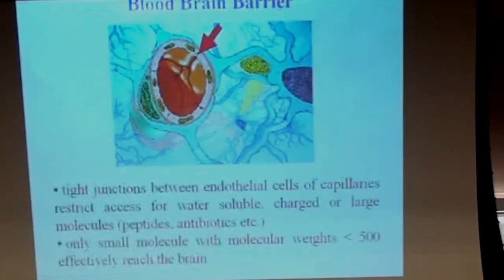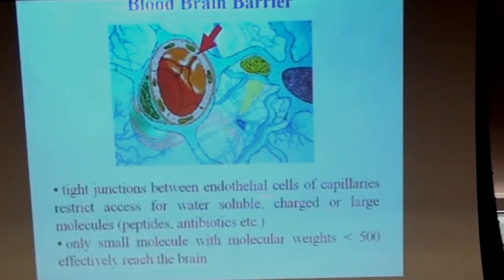One of the big barriers in the body is the blood-brain barrier. In the brain, you have capillaries with very, very tight junctions between the cells, and it's incredibly difficult to get drugs through these tight junctions. Which means that basically all peptides, antibiotics, and antibodies are excluded from the brain. Only small molecules with a molecular weight of less than 500 reach the brain.